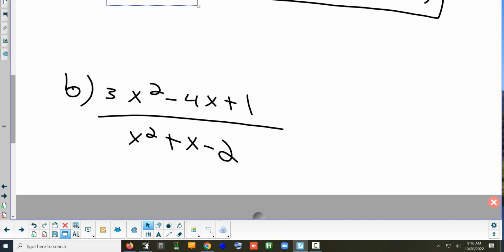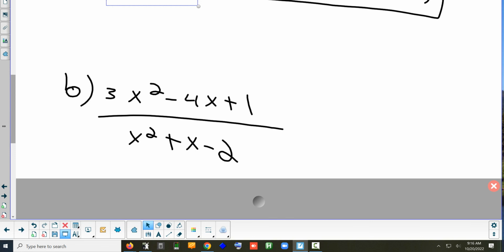Now, let's look at this one. I don't really care what's in the numerator right now. All I care about is what's in the denominator. And I want to know what would make the denominator zero. What type of expression is in the denominator? Yeah? Quadratic. That's quadratic. We have to find out what numbers we could fill in to make the denominator zero.